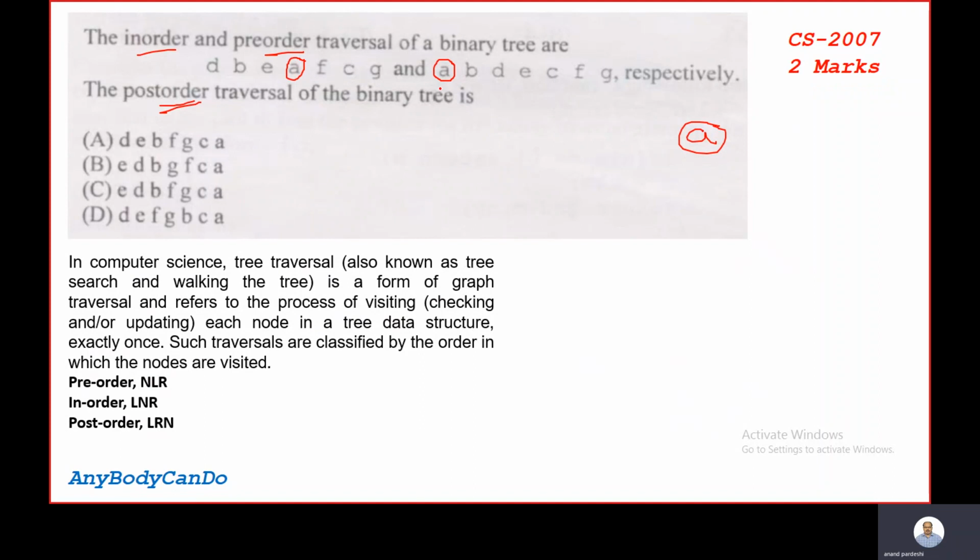So in this question they have given the in-order and pre-order, and because they have given in-order and pre-order, we can easily get the answer for the post-order traversal of the binary tree.